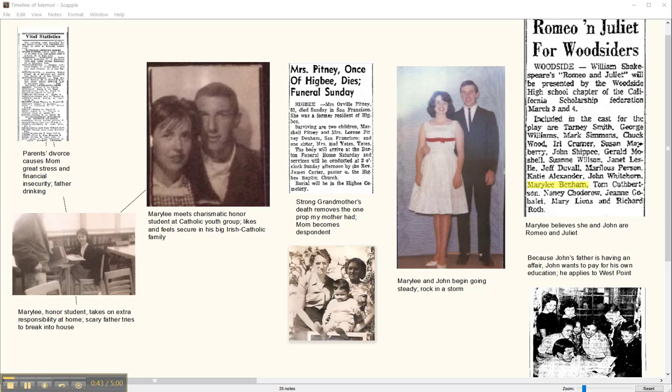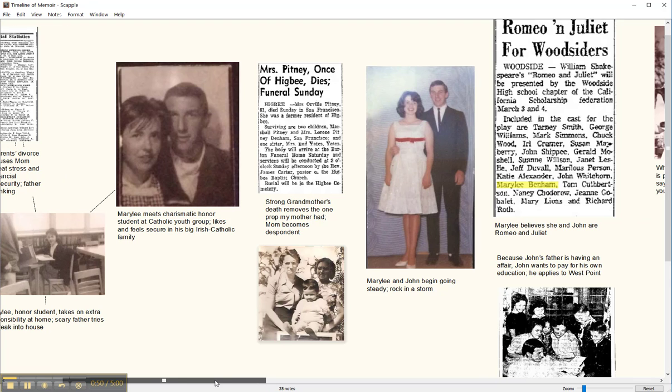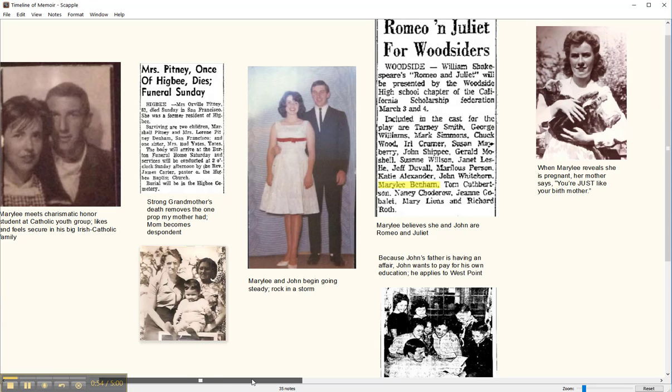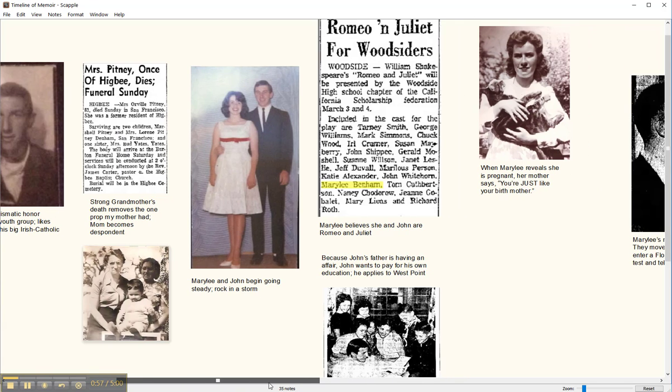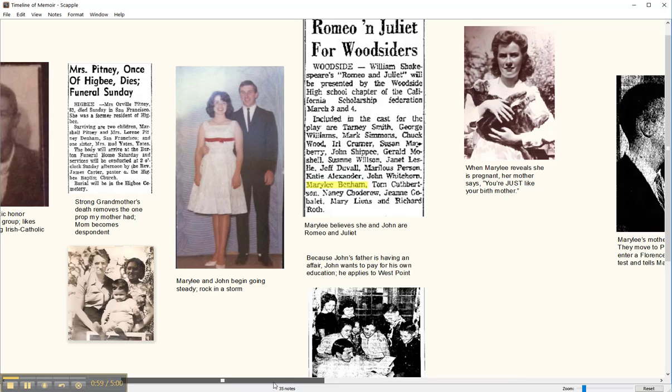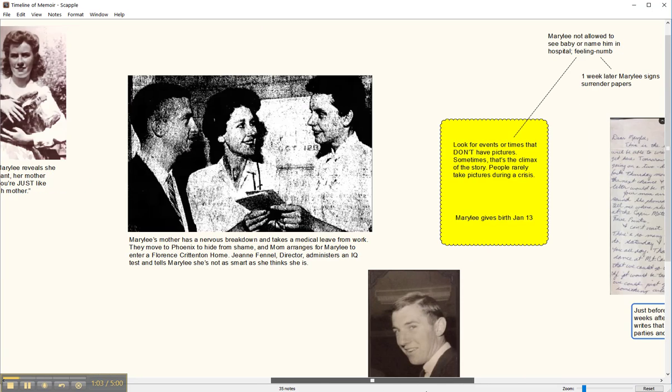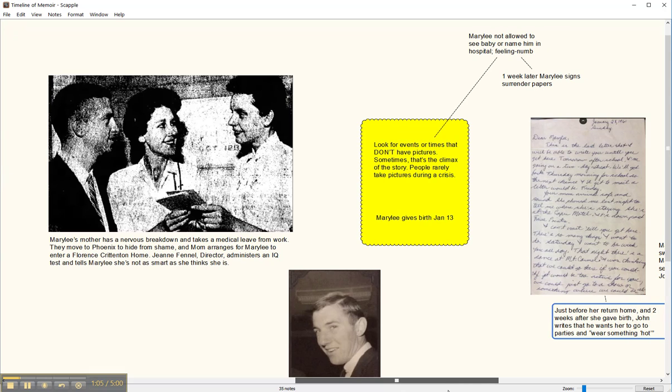So in my case, it was my parents' divorce. That was the triggering event. I've arranged these chronologically just to try to show how that event unfolded into an event that is not even pictured.